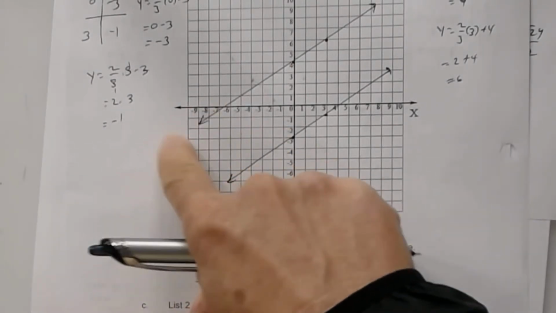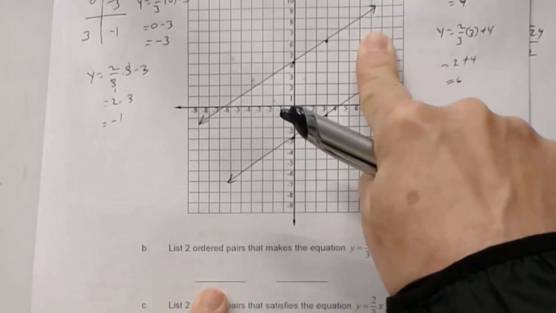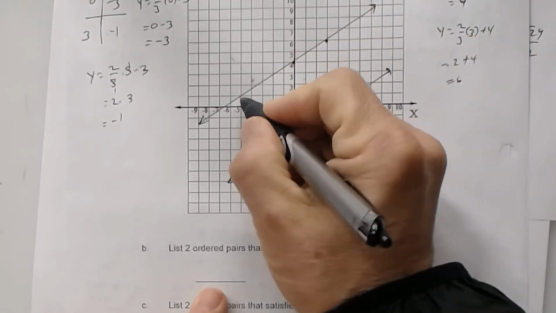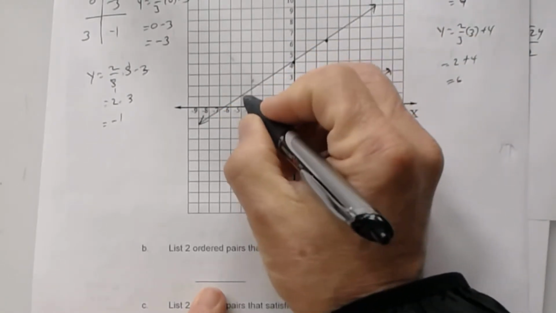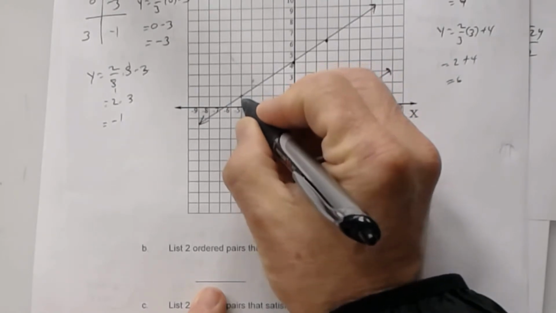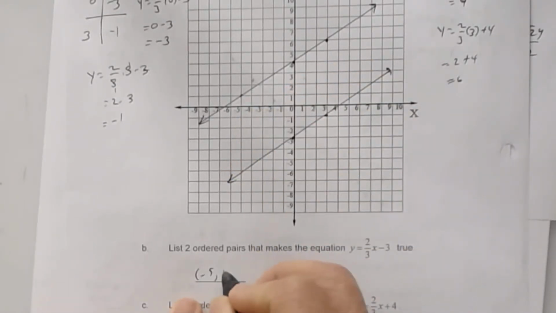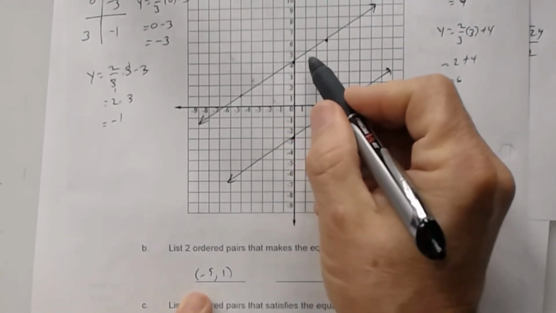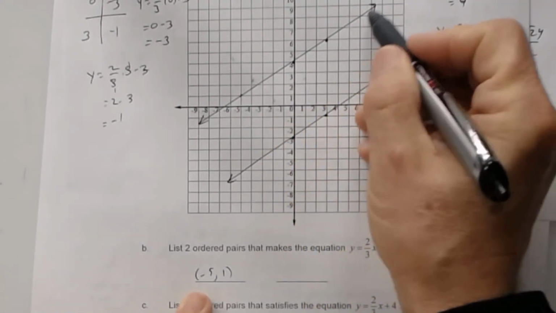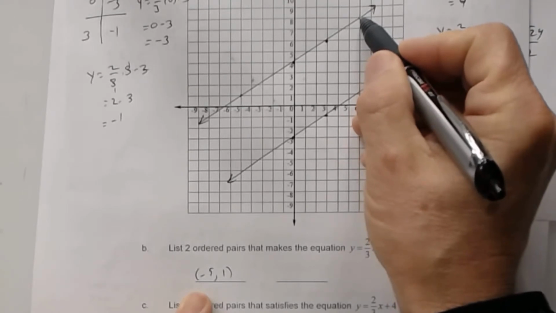Two. So you could have listed any ordered pair here, but choose ones where those grid lines intersect. So like right here, that's -5, 1, one of them. Another one would be, I guess here, 6, 8.